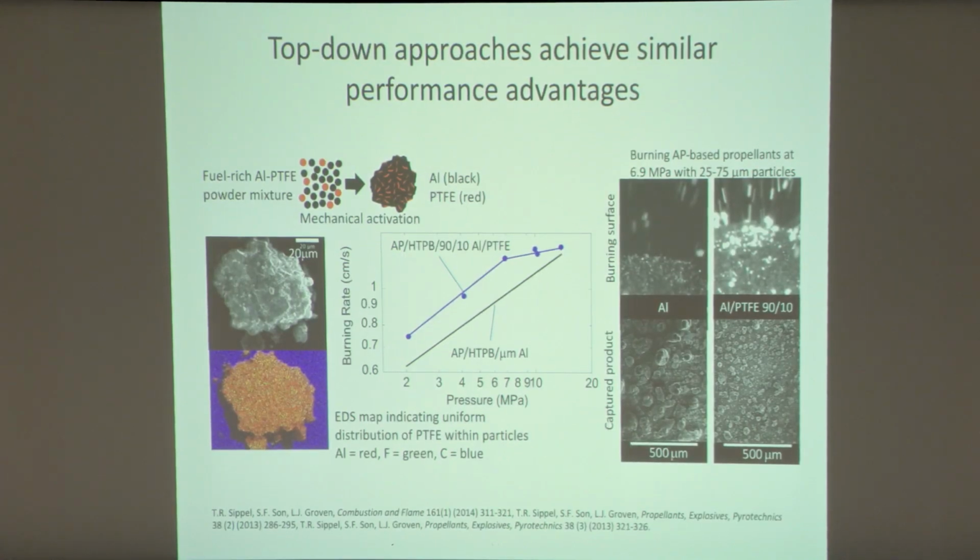Okay, again, another top-down approach using high-energy ball milling. In this particular case, instead of using a metal oxide or a metal combination, the idea is adding a polymer during the high-energy ball milling process. So here, starting off with a fuel-rich aluminum PTFE powder mixture, putting them in a ball mill, and ending up with a mesoscale composite particle of aluminum and the polyfluoride polymer.